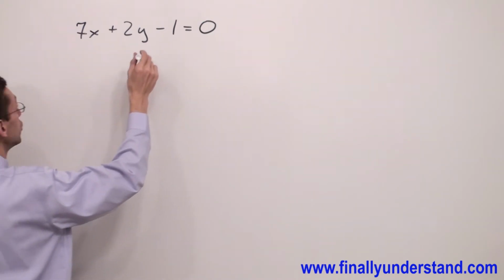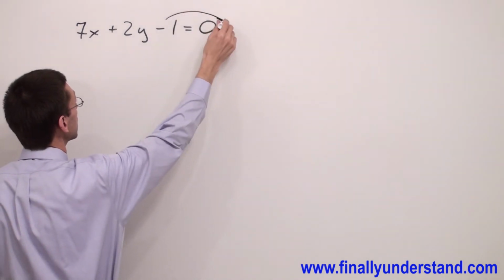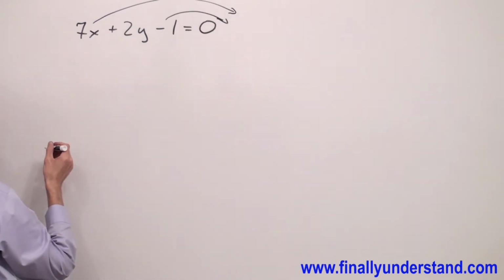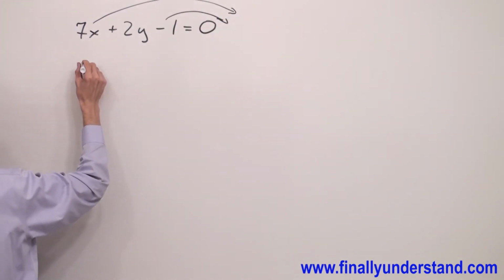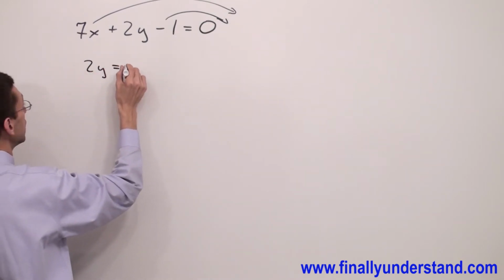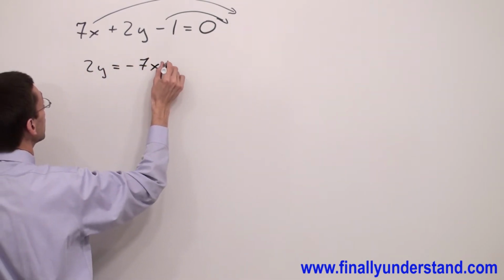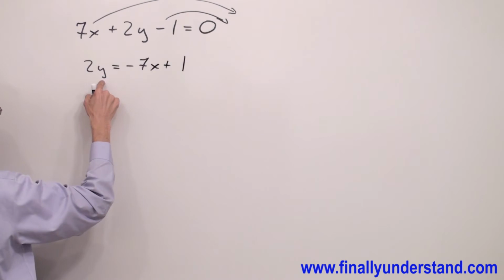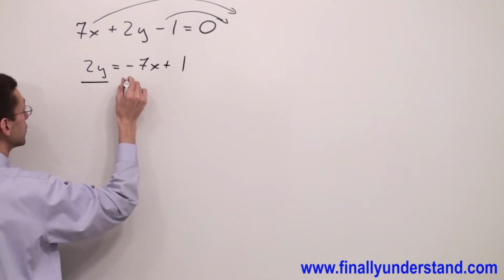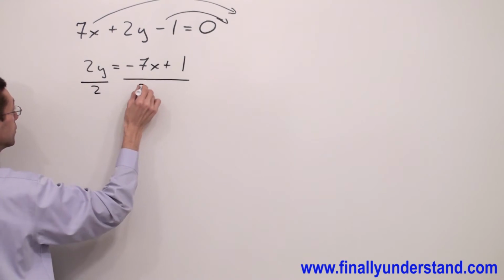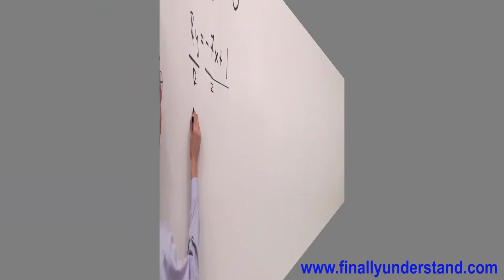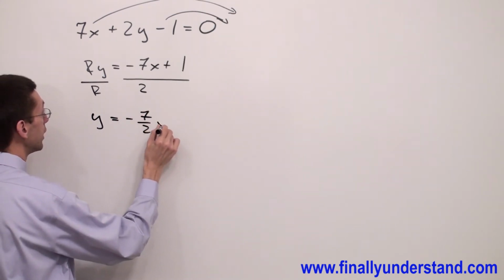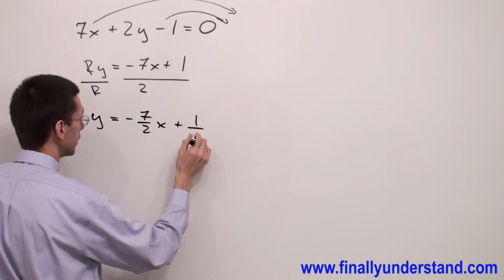In order to do so, we're supposed to move -1 to the right side of the equal sign and 7x also to the right side of the equation. And we're going to have 2y equals -7x plus 1. We have to solve this equation for y. So in order to find y, I have to divide both sides of the equation by 2. And I'm going to have y is equal to -7 over 2 x plus 1/2.